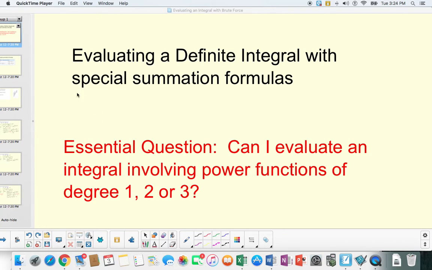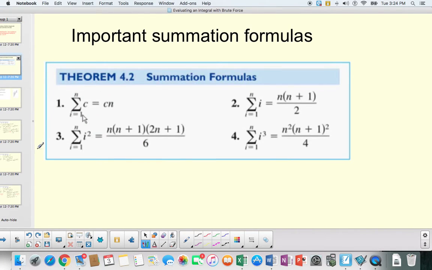Evaluating a definite integral. In order to do that, we're going to need some special summation formulas. Here's one for number one. This will help us add something like this, a repeated number like 2 being added 6 times. It says the answer will just be 2 times 6 or 12.